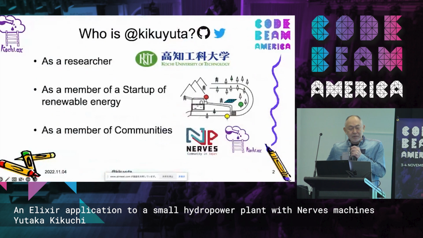So let me introduce myself first. I'm a researcher at Kochi University of Technology. Unlike other professors, I'm in a unique position to seek partnership with local businesses. In addition to this, I'm a member of a renewable energy startup named CloudGrid. Also, I'm a member of Elixir-related communities, Nerves JP and Kochi EX.